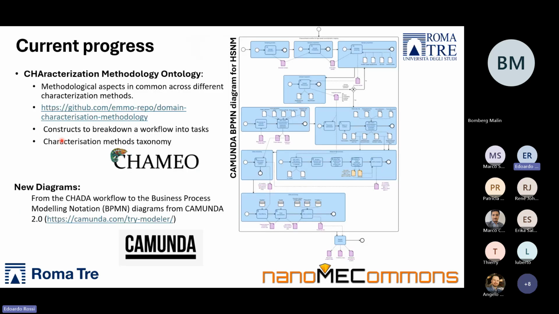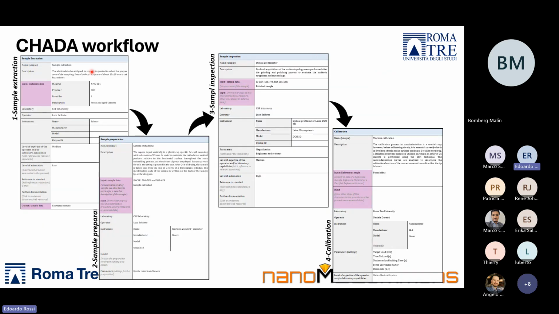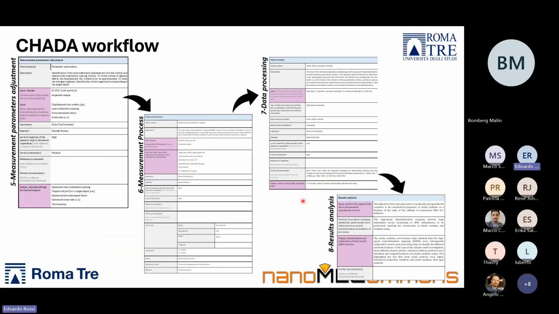And to conclude, this is the final output of the new CWA. So Cameo ontology, Camunda for the BPMN diagram. This is an example. And then you have tables with clear definitions and clear tabular data to insert for the characterization workflow, from the sample extraction to the final results analysis. So those are all terminologies which you find in the ontology.